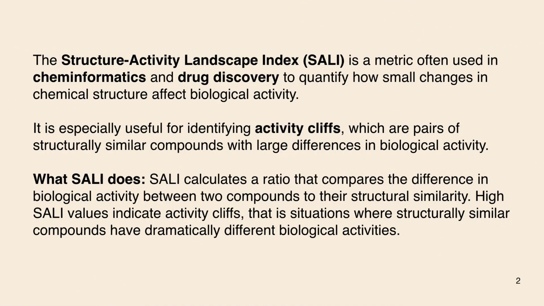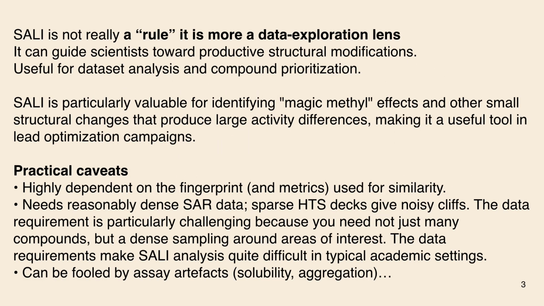Activity Landscape Index is a metric often used in cheminformatics and drug discovery to quantify how small changes in chemical structure affect biological activity. It is especially useful for identifying activity cliffs, which are pairs of structurally similar compounds with large differences in biological activity. This method calculates a ratio that compares the difference in biological activity between two compounds to their structural similarity. High values can indicate the presence of activity cliffs and possibly situations where compounds with similar structures show different biological activities. There are some limitations to this method.